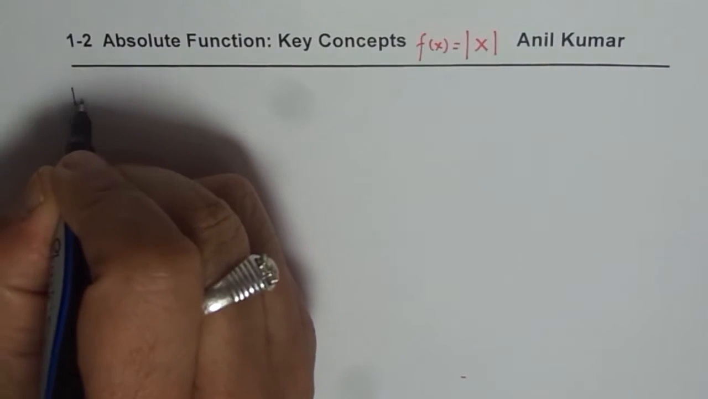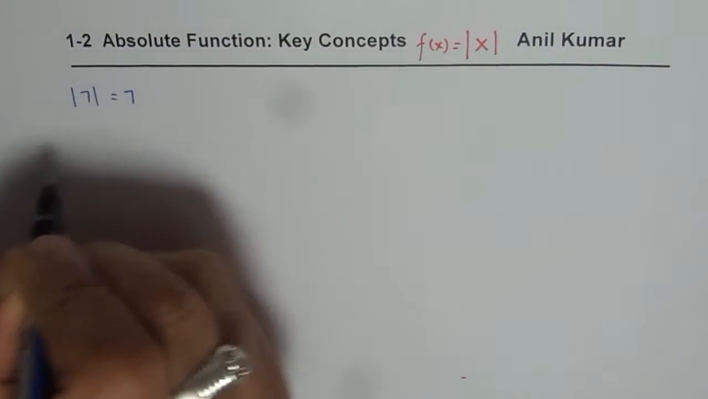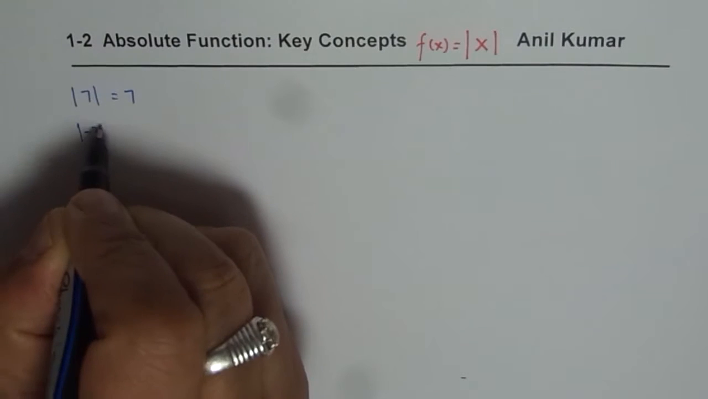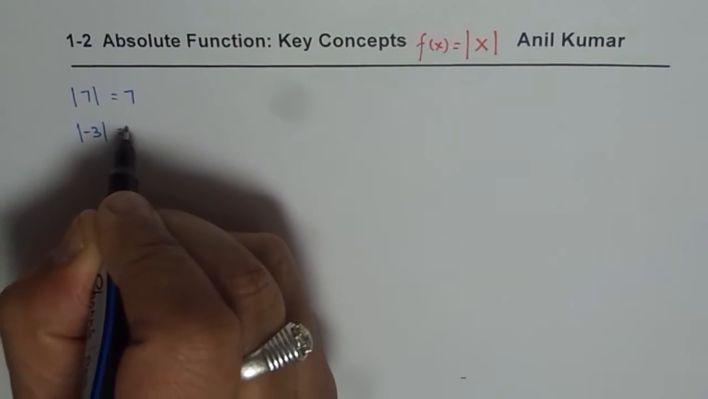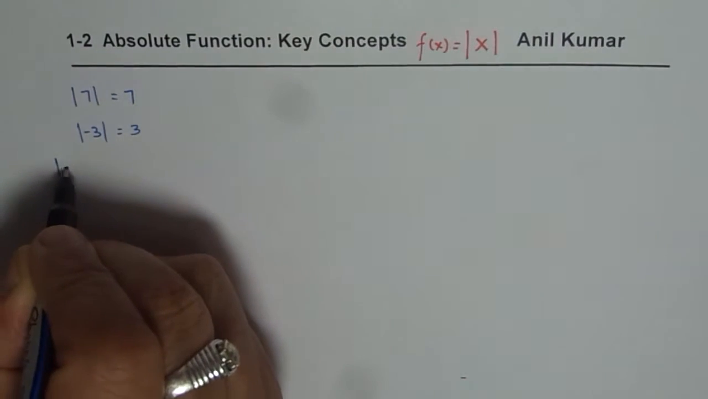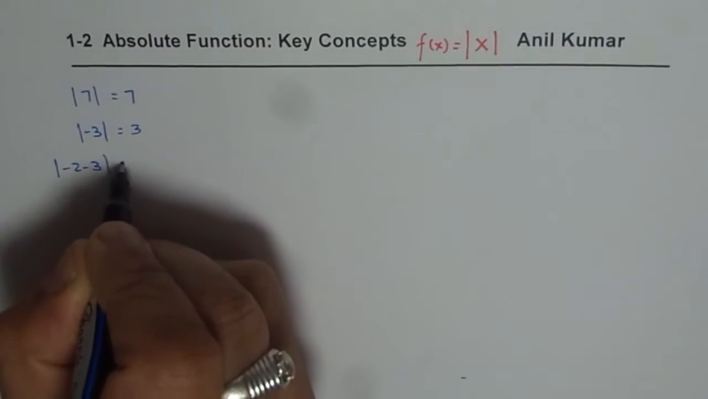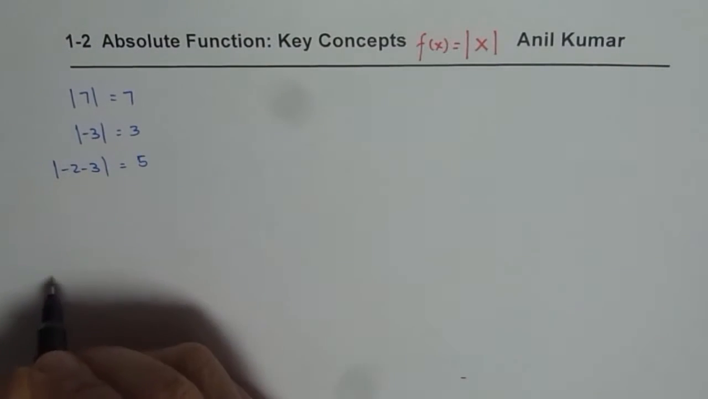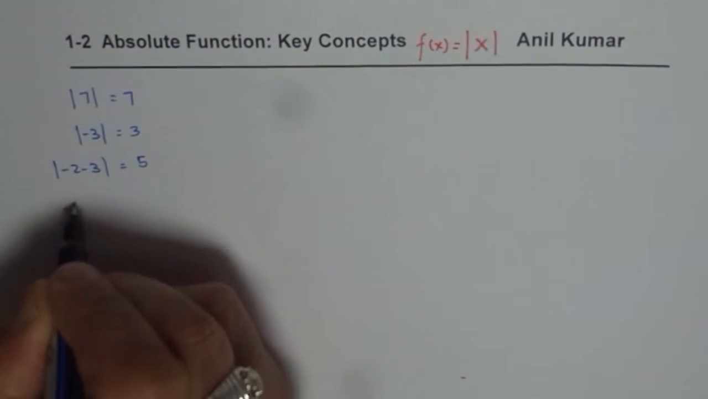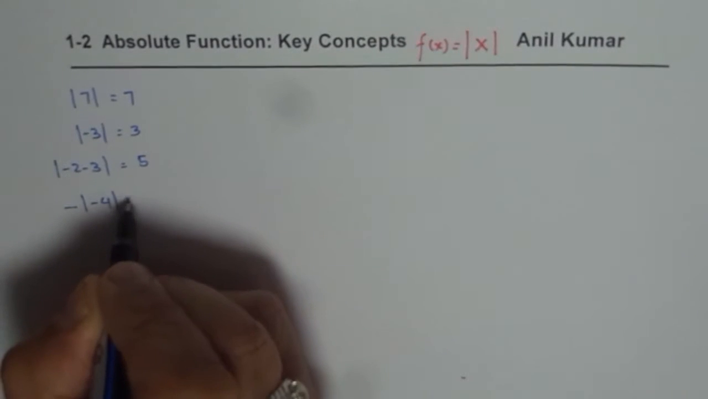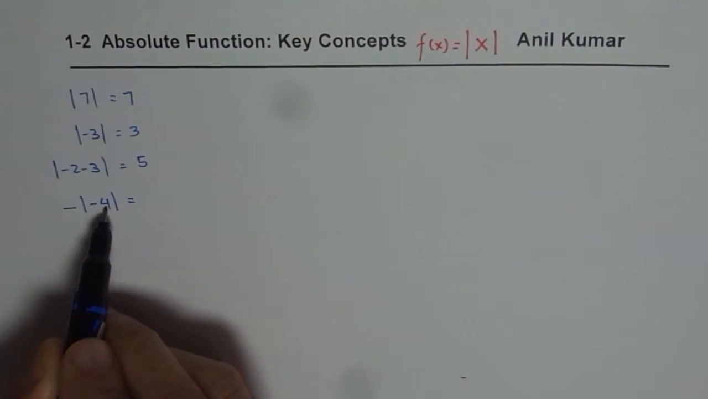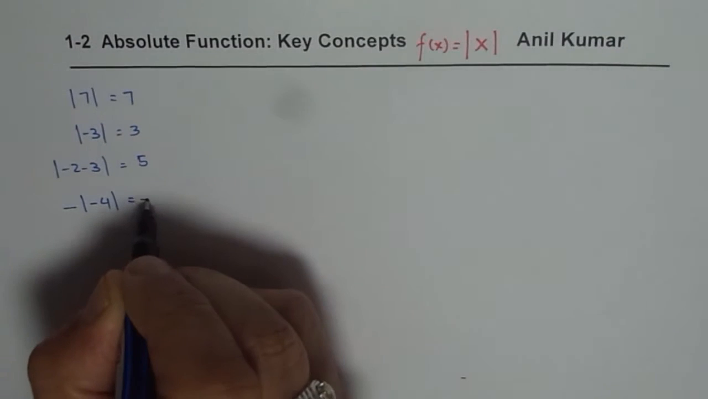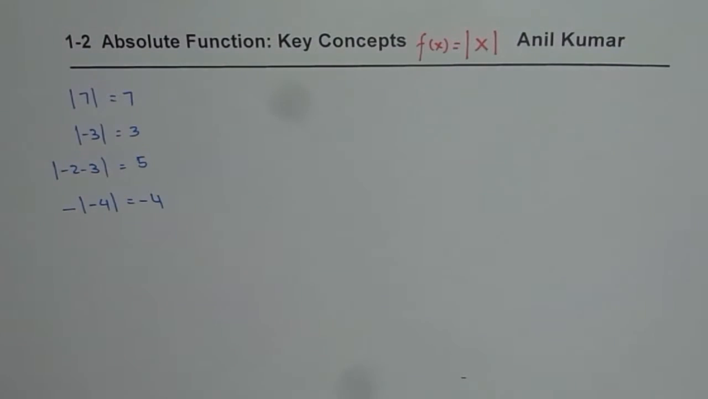Absolute x means it always returns a positive value. So if I ask what is the absolute value of 7, it is 7. What is the absolute value of minus 3? It is always a positive value, so it is 3. And what is the absolute value of minus 2 minus 3? That is minus 5, so it returns 5. But if I write a minus in front of the absolute value of minus 4, then the absolute value of minus 4 is plus 4, but this minus makes it negative. So it could be negative at times if I write it like that, correct? That is how our absolute function is.